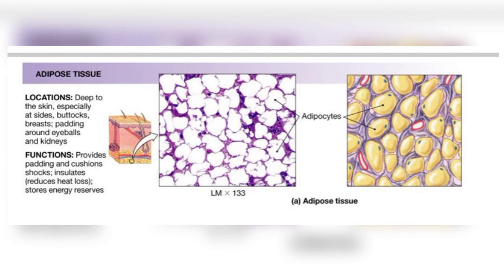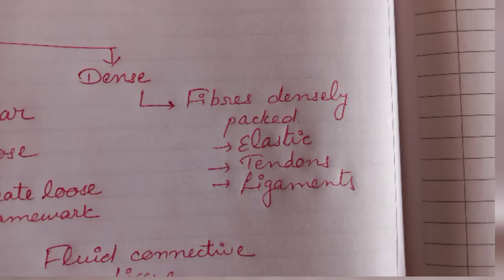Okay, so this is all about loosely packed proper connective tissue. Now if we move to the dense connective tissue, we discussed why it is called dense, because fibers are very densely packed over here. So in this dense connective tissue, ligaments and tendons are there.